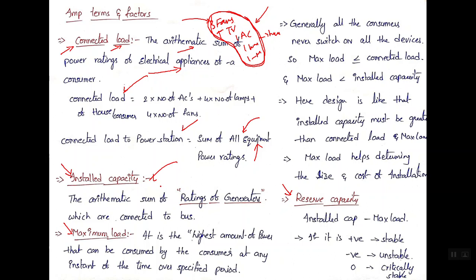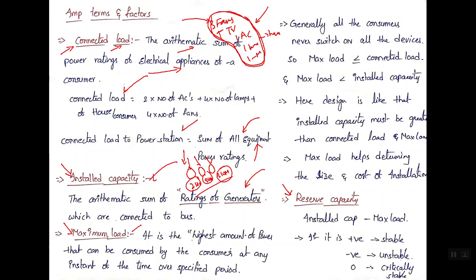Installed capacity is nothing but, in a power generating station, if we have three generators, let us take here one is 210 megawatts, another is 210 megawatts, the other is 210 megawatts, like that. Here the installed capacity is nothing but the arithmetic sum of all the ratings of generators, friends. All the ratings of generators is nothing but installed capacity.